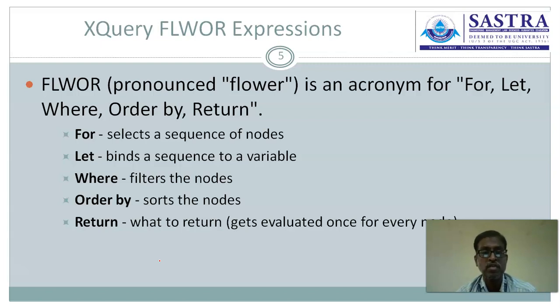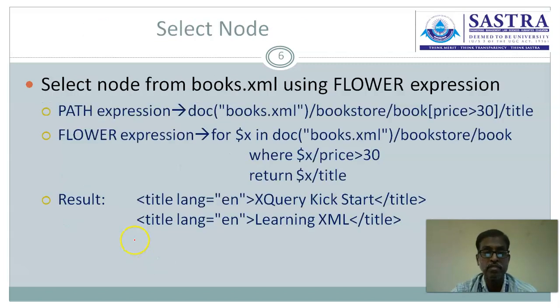We will see examples for all those categories later. Order by sorts the nodes. After getting the results, they will be sorted and then displayed if you include an order by statement in an XQuery. The return statement is what we need to return. Each and every node is evaluated, right? Each and every node is evaluated and the result is returned.